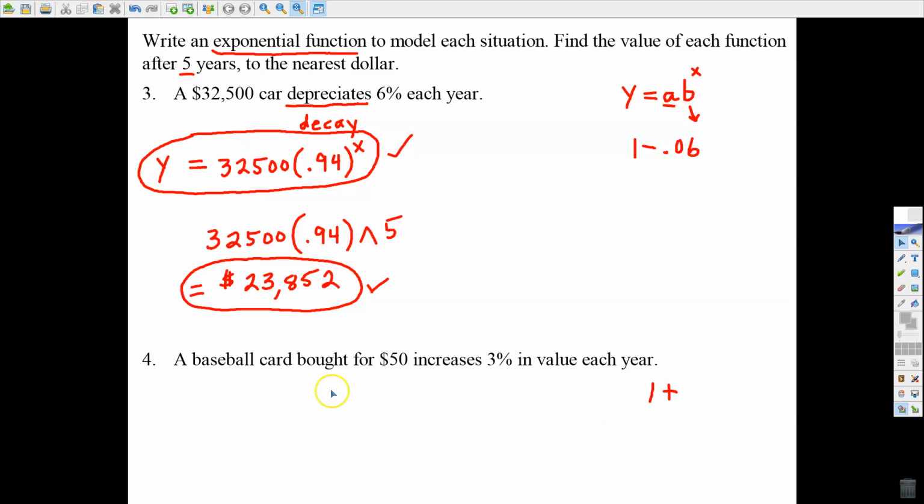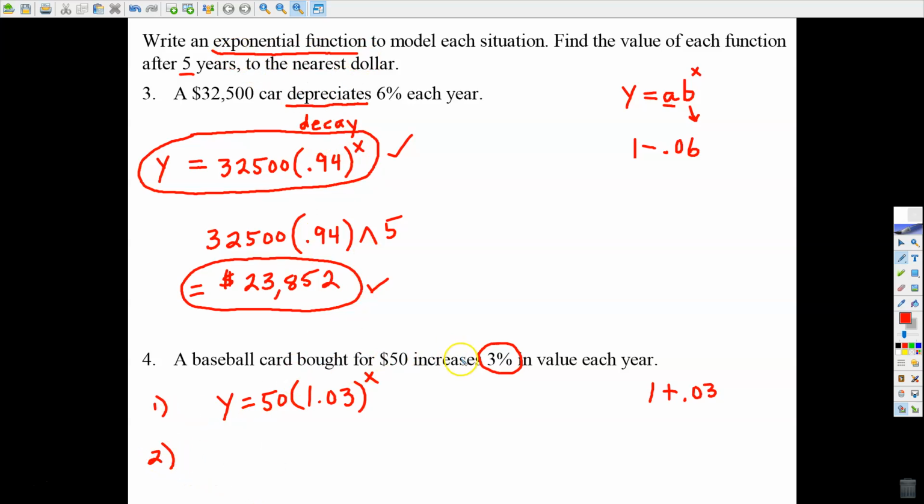All right, so let's take a look at number 4. Same starting point. The initial value is going to be $50. That's how much we paid for the card. This time we're going to have a growth factor. So again, starts the same way. We start with 1, but since it's growth, we're going to be adding the decimal form of 3%, and that's 1.03. And that's going to be raised to the x power. X represents an amount of time that has passed, so that's answer part 1. I'll say answer part 1, that's the exponential function.